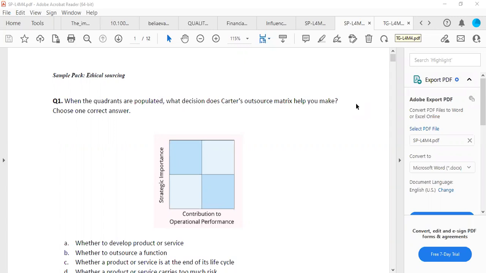Okay, so in L4M4, we looked at 4 chapters. In chapter 1, we sought to understand options for sourcing requirements from suppliers. And we looked at the sourcing process. And we looked at what is sourcing. We learned that it has to do with where and how we get our inputs for production.